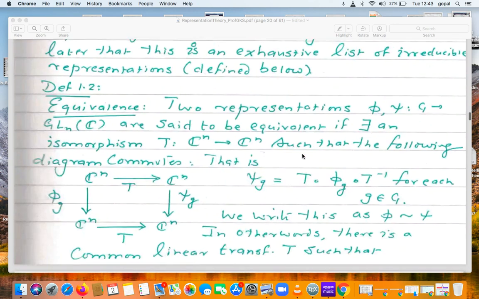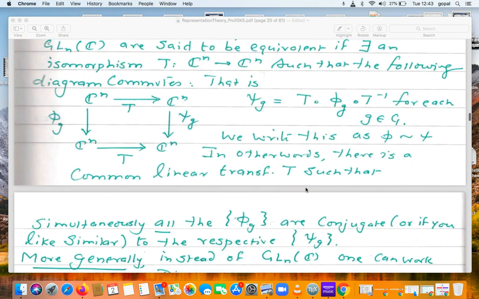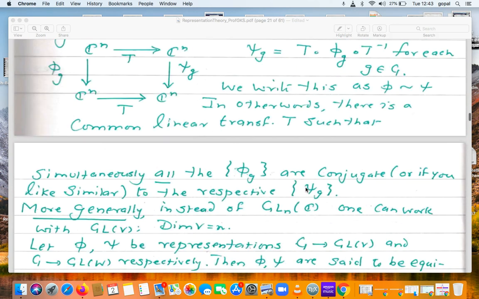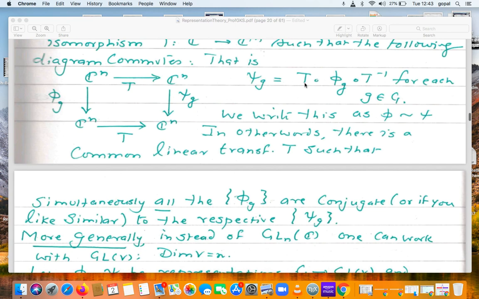Then two representations are equivalent if one of them can be obtained from the other by conjugating by a fixed matrix T. In other words, this matrix T conjugates all the phi g's to psi g's simultaneously.